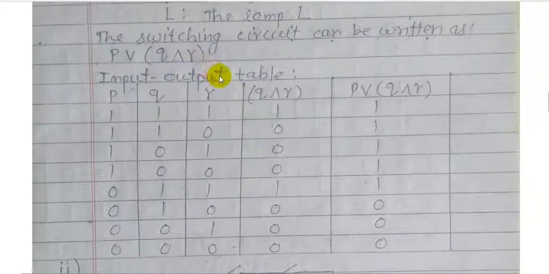This is Q and R, so we write the Q and R column, taking the AND rule for Q and R. 1 and 1, 1; 1 and 0, 0; 0 and 1, 0; 0 and 0, 0; 1 and 1, 1; 1 and 0, 0; 0 and 1, 0; 0 and 0, 0. The same rule here, so you should always learn: only 1 and 1 is 1, otherwise 0.